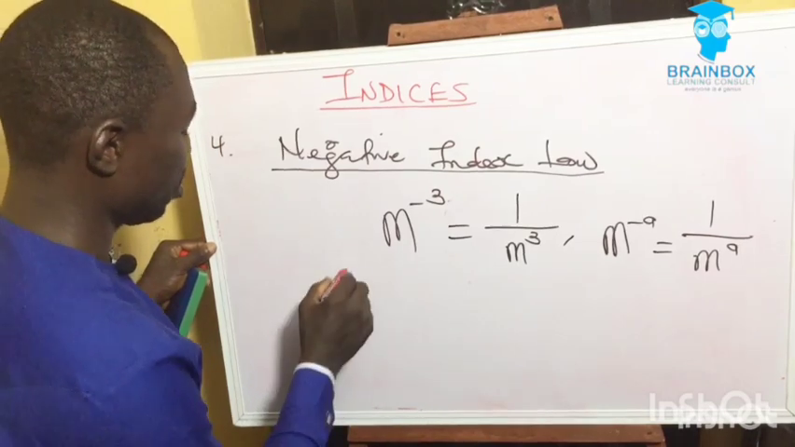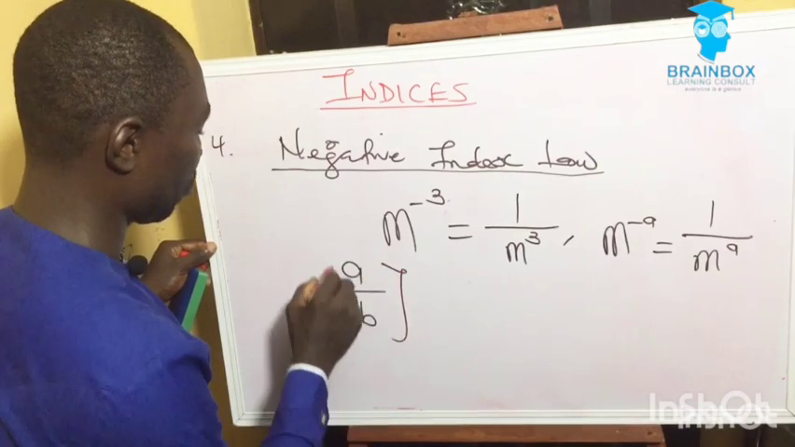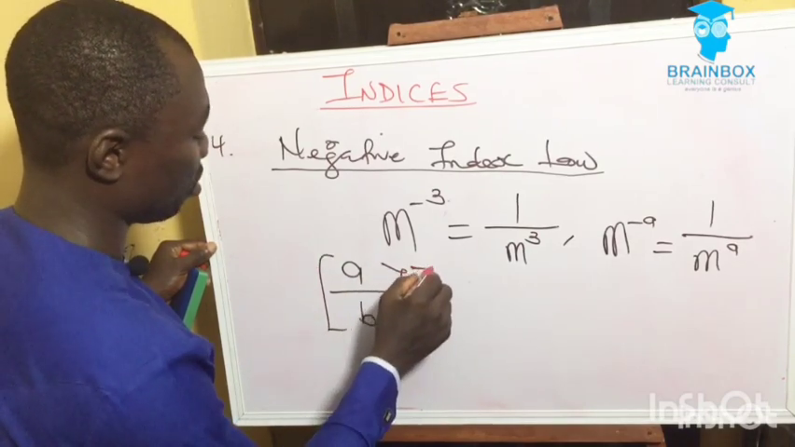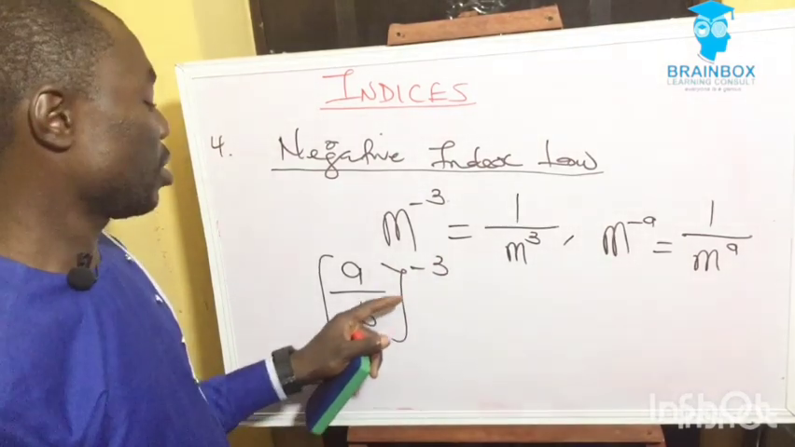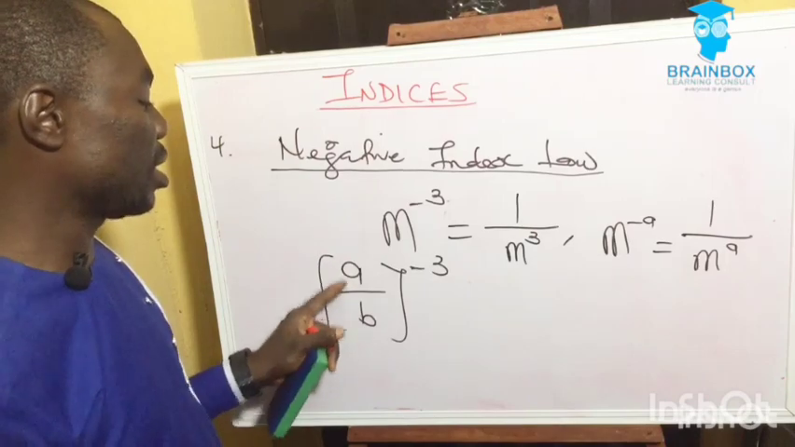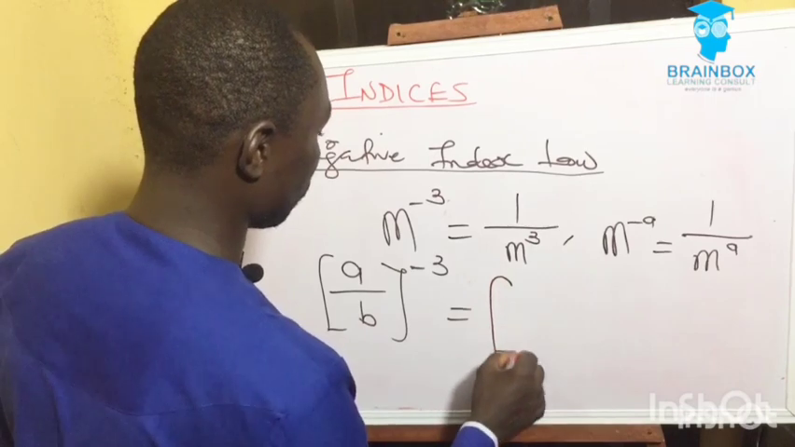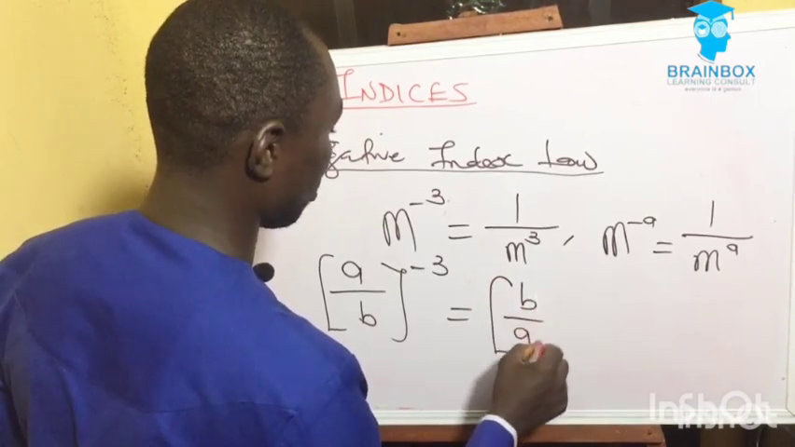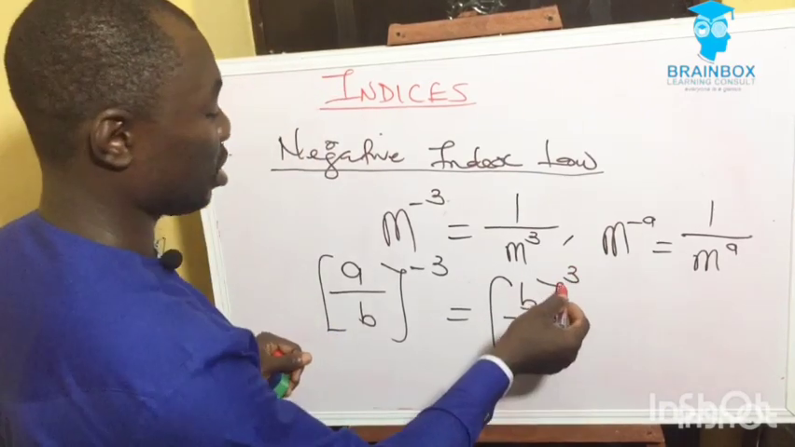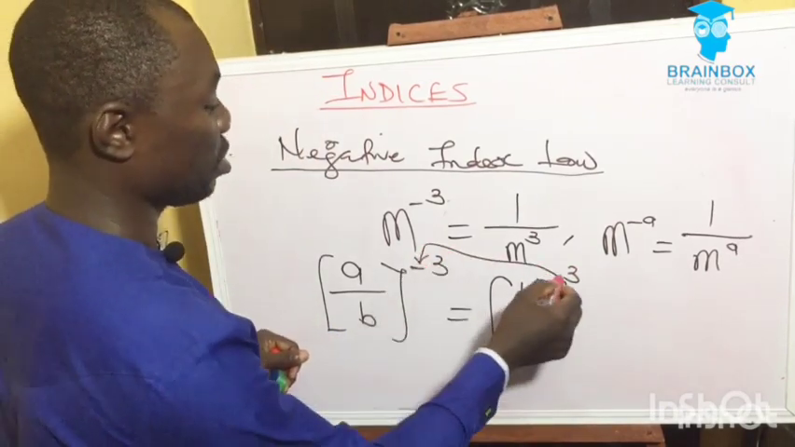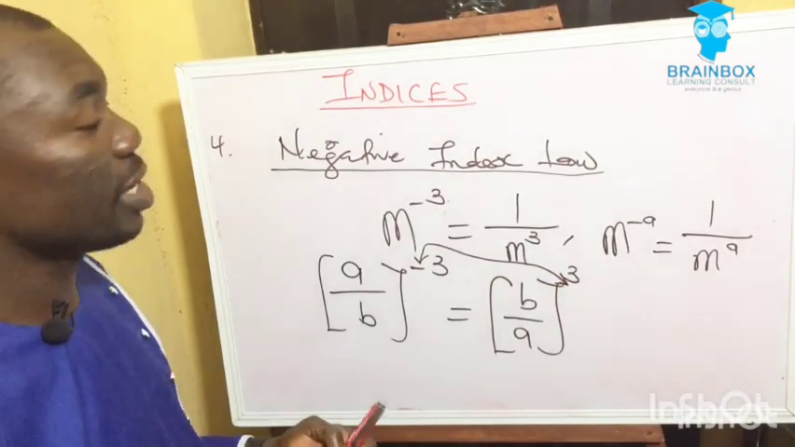In terms of fractions, let's say we have a over b, then we have minus 3. Very easy. To remove this negative value, when I interchange these letters, the negative sign will leave automatically. So it becomes b over a raised to the power of 3. So you can see that the negative sign is gone. So this is called the negative index law.